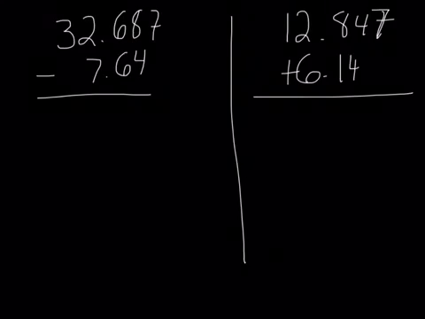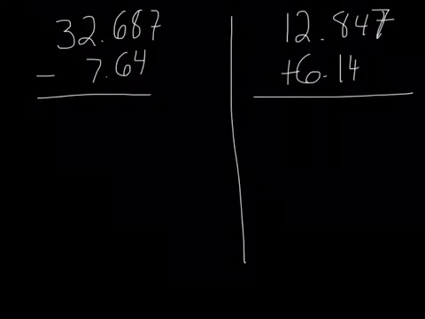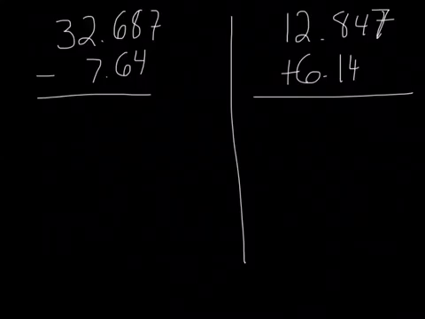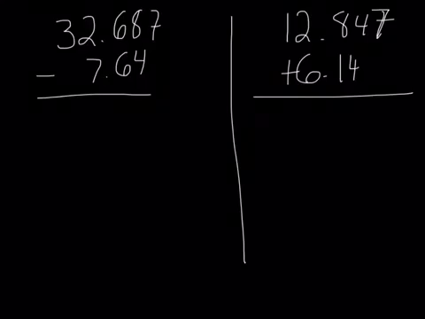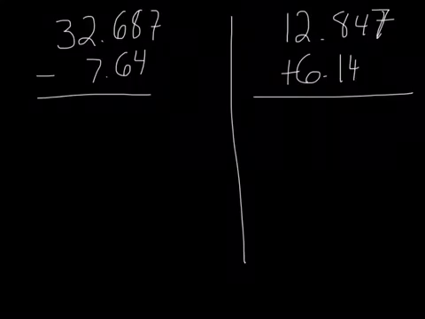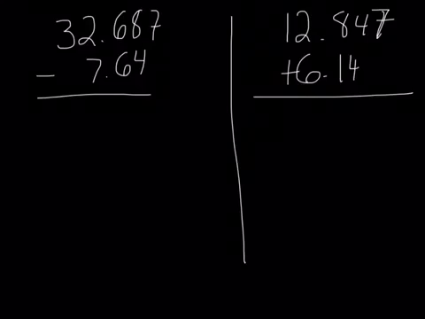Okay, there are 2 problems for your homework. We have 32 and 687 thousandths minus 7 and 64 hundredths. And then the next problem is 12 and 847 thousandths plus 6 and 14 hundredths. And remember, place value is very important when you're working these problems out. So make sure that you pay attention to the place value.